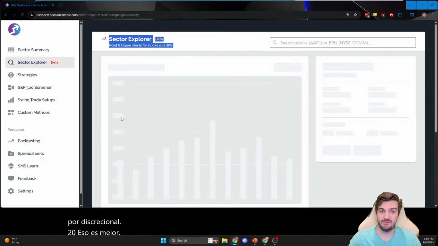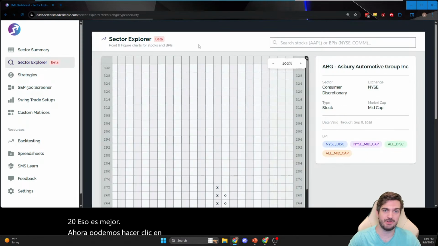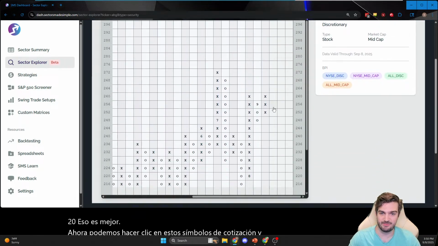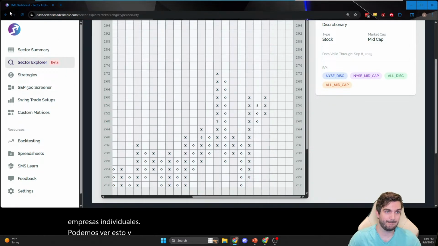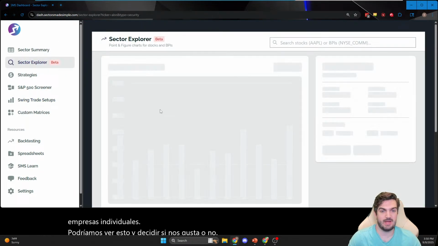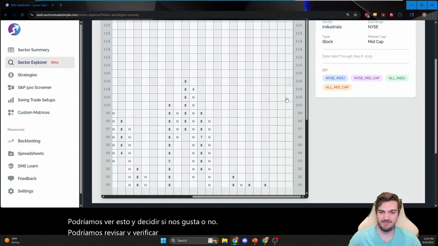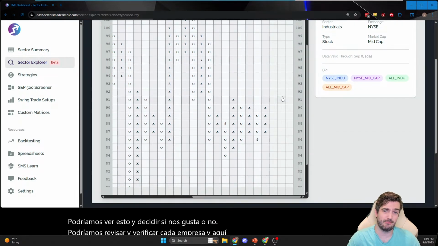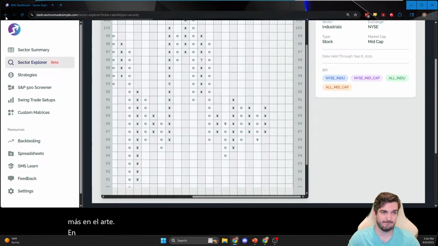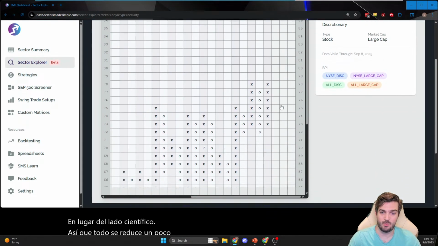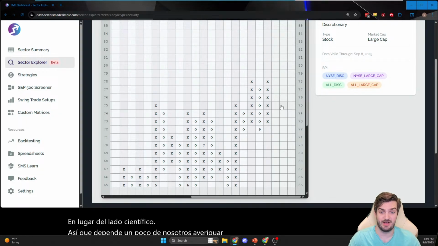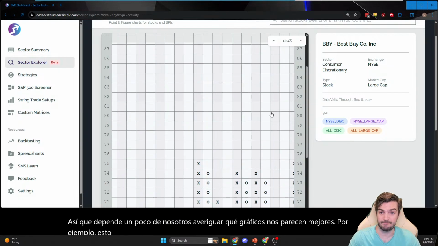Now we can click on these ticker symbols and open up the charts for these individual companies. We could see this and decide if we like it or not. We could go through and check each company. And this is where we start to get into a little bit more of the art instead of the science side. So it does come down to us a little bit to figure out what charts look the best to us. For example, this might be a pretty interesting chart.